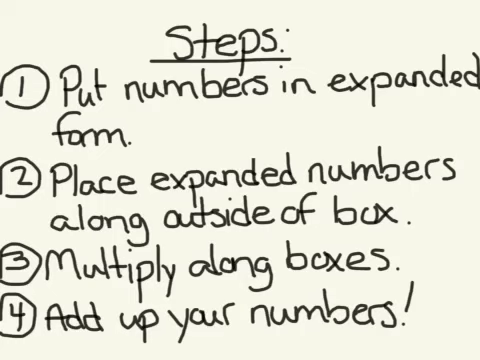Number 3 would be multiply along your boxes. We can review that later on. I think sometimes that's the hardest step. And then 4 would be to add up your numbers. Once you've added everything through your boxes, you should have your answer.